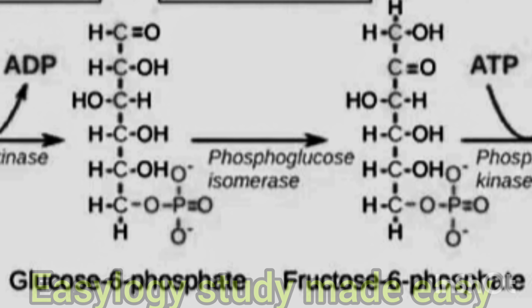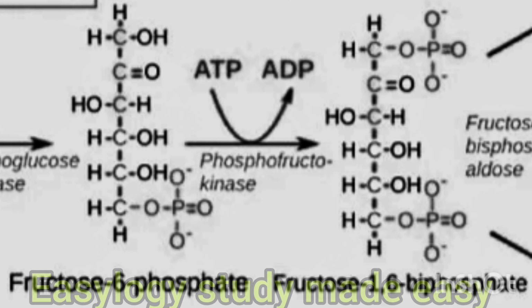Step 2. Isomerization. A reversible rearrangement of the chemical structure. Isomerization moves the carbonyl oxygen from carbon 1 to carbon 2, forming a ketose from an aldose sugar. Thus, the isomerization of glucose 6-phosphate to fructose 6-phosphate is a conversion of an aldose into a ketose. This step is catalyzed by the enzyme phosphoglucoisomerase.